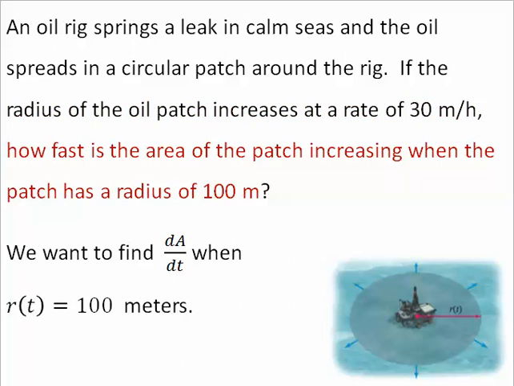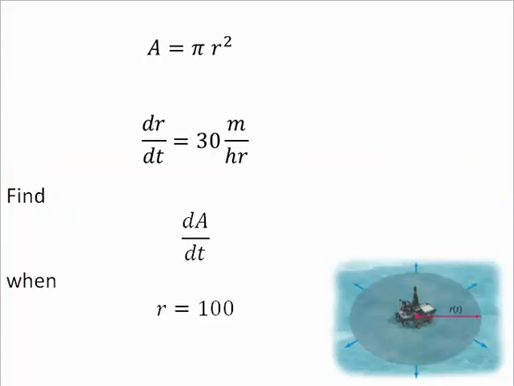We want to find dA/dt when the radius is 100 meters. So we're looking for the rate of change of area with respect to time at the moment that the radius is 100 meters. So A equals pi r squared, dr/dt, the rate of change of the radius, is 30 meters per hour. We're looking for dA/dt, the rate of change of the area, when the radius is 100 meters.